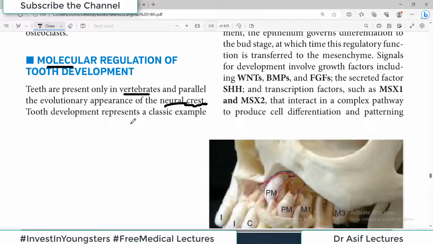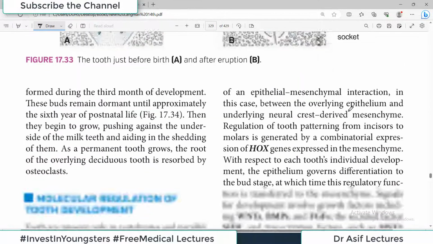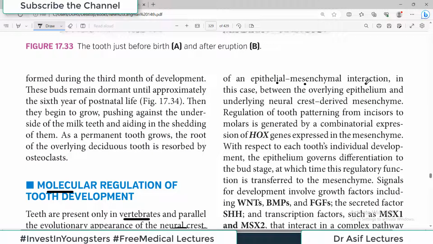ठीक है. Tooth development represents a classic example of an epithelial mesenchymal interaction. So there is an epithelium, there is a mesenchyme. इनकी आपस में interaction से structures बनते हैं. So tooth में भी ऐसे ही है, epithelial structure, mesenchymal structure और फिर इससे proper tooth बन जाता है.